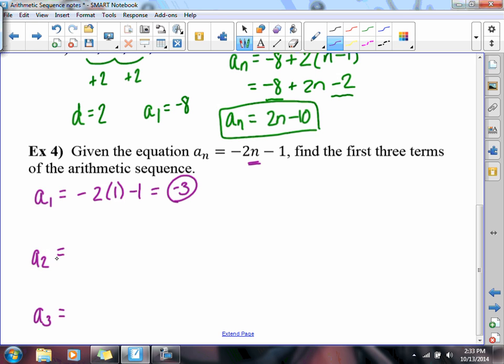And then if I'm trying to find my second term, I'll have a sub 2. So that 2 is going to go in where the n is. So -2 times 2 minus 1. So it's a -4 minus 1. That's a -5.